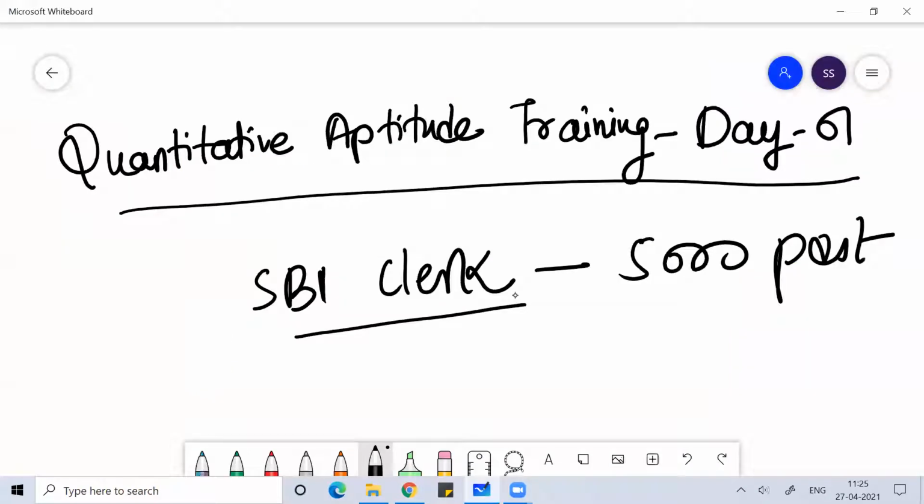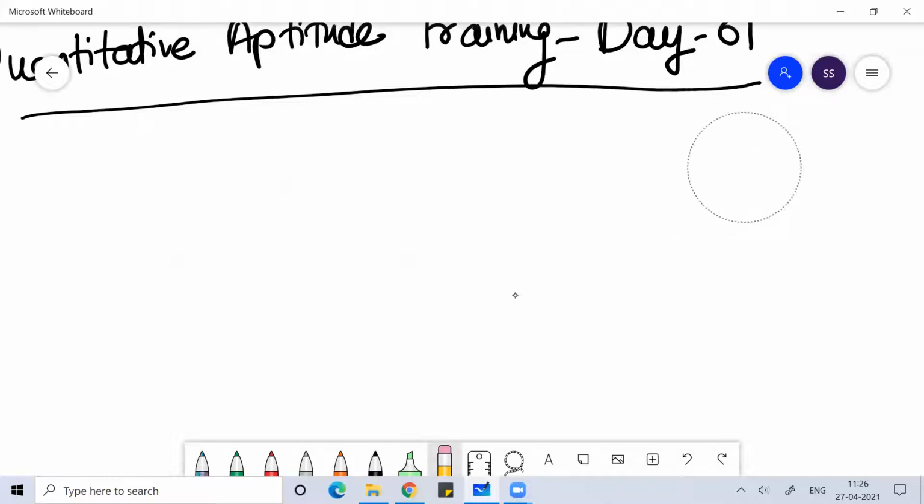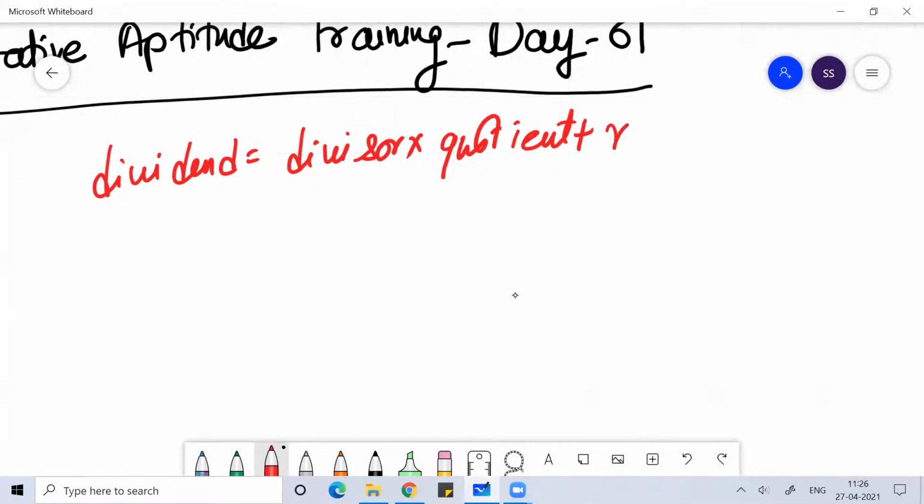You can understand this. When we are talking about this problem, please understand the formula: dividend is equal to divisor into quotient plus remainder. Please remember the formula. The dividend is equal to divisor into quotient plus remainder. This is the formula we need to use here.